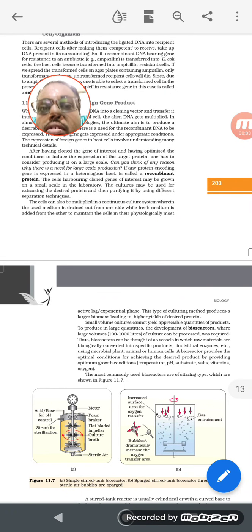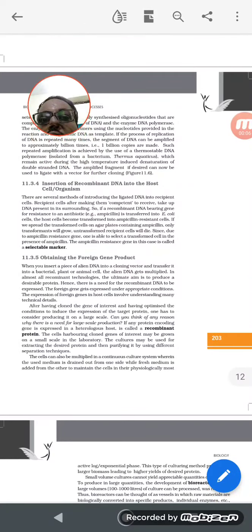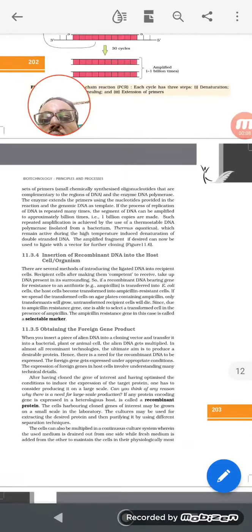Hi, in the class we have discussed, I think, up till this PCR.